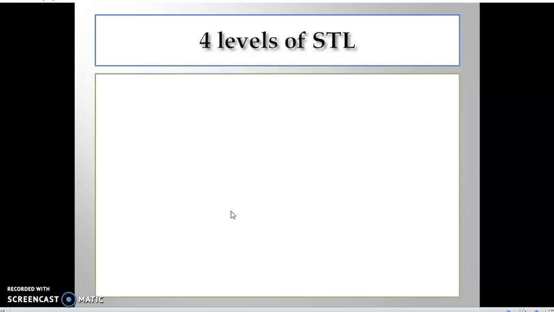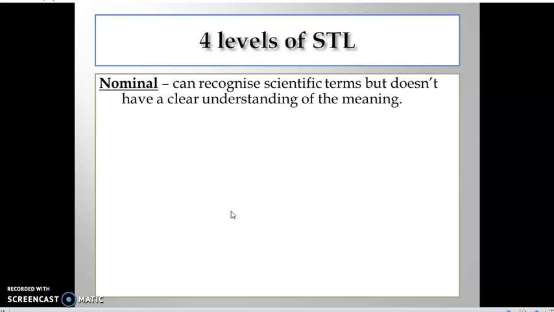Now, if we look at the levels of scientific and technological literacy, there are 4 levels. The first one is nominal. A person at nominal level of scientific and technological literacy can recognize scientific terms, but doesn't have a clear understanding of their meaning. So I know certain terms like what is gravitational force, I know what is Ohm's law, I know what is resistance, I am aware of them, I can also recognize them, but I do not have a proper or deep understanding of their meaning.